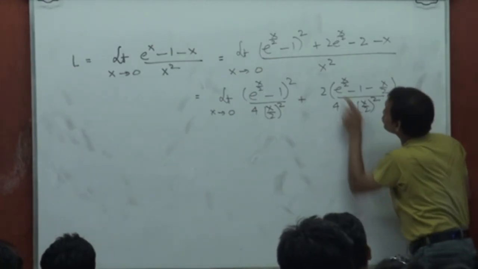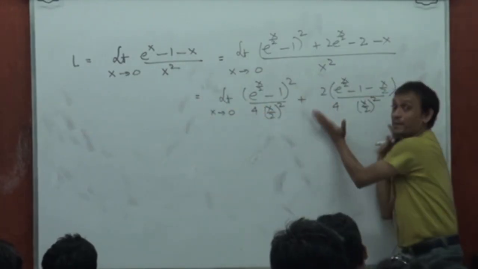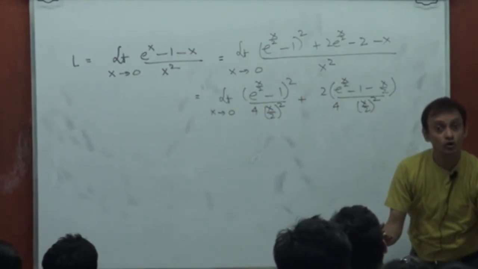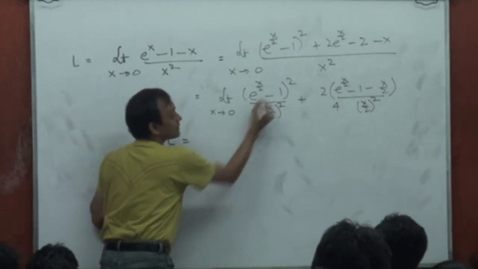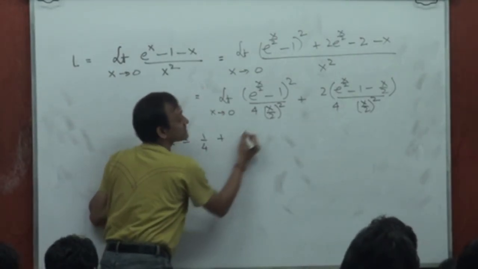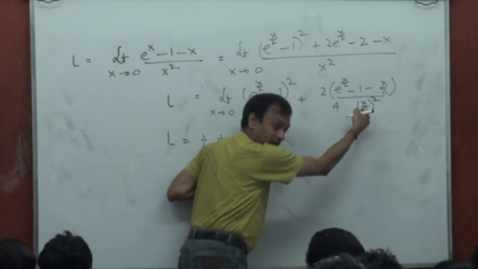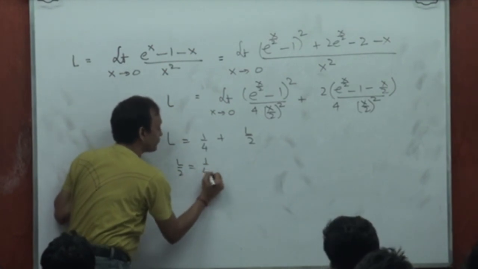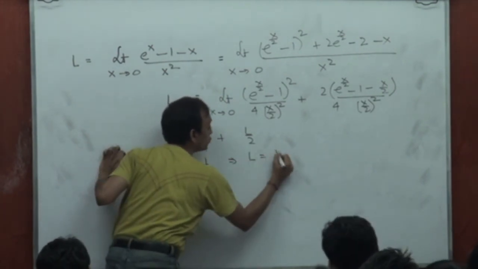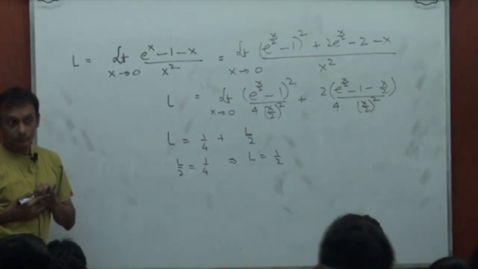Yes or no? So this will become L by 2. Do you realize that? If that was L, this part will become L by 2. Yes or no? So L, the left hand side, is 1 by 4 plus L by 2. So I get L by 2 as 1 by 4, or L equal to half. L equal to half. Right?